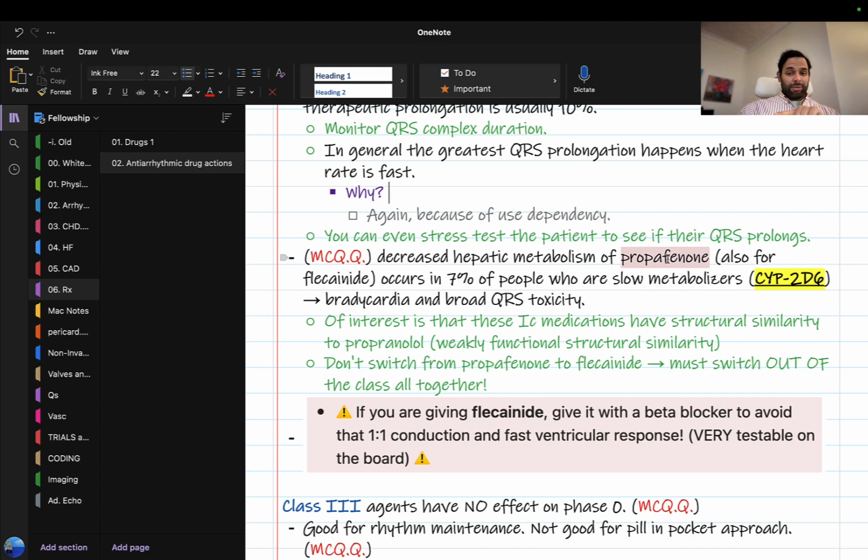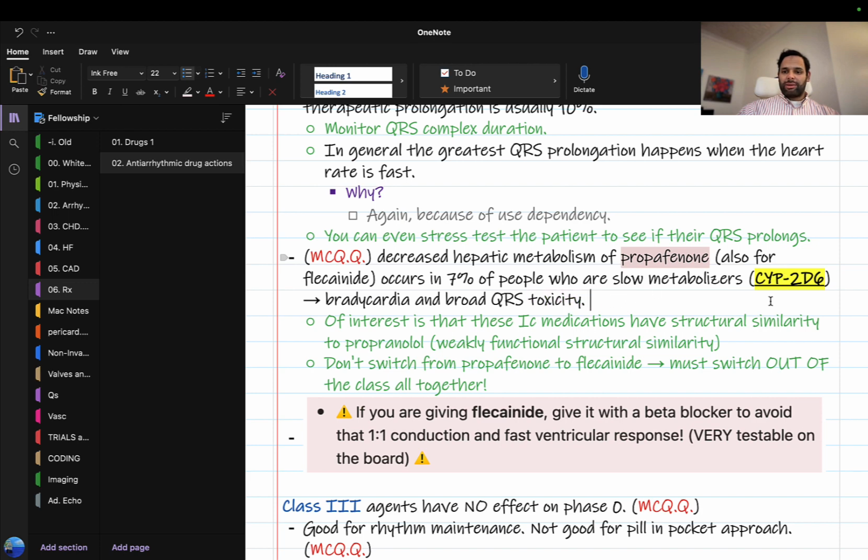The reason we ask about propafenone, even though flecainide has the same effect with metabolism through the same cytochromes, is that propafenone was studied and we have epidemiologic numbers. So 7% of people have slow metabolism of propafenone. They're slow metabolizers due to an inherent mutation or difference in cytochrome 2D6, and that will lead to bradycardia and broad QRS toxicity. Slow metabolism means a higher level of medication, which means medication toxicity.